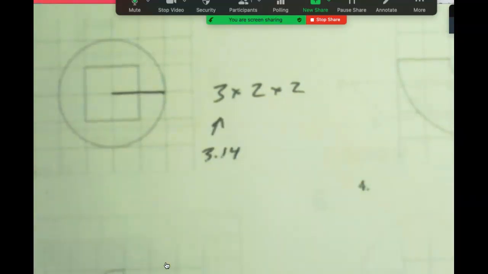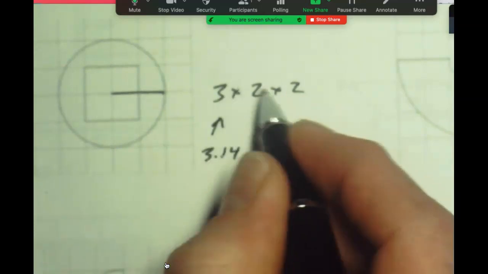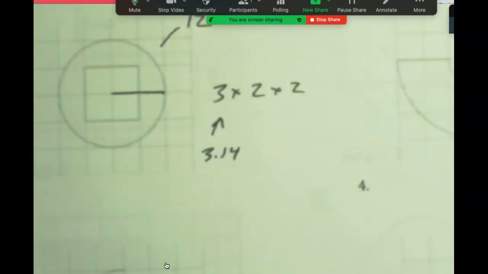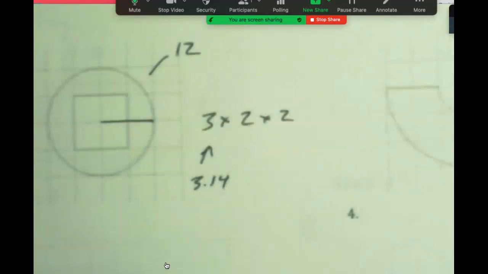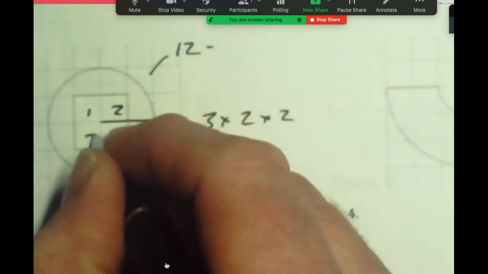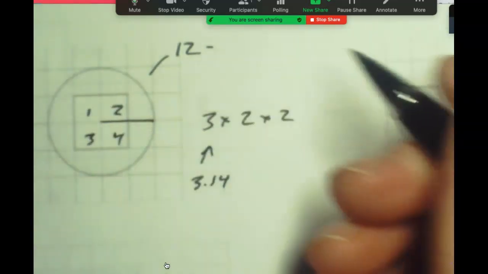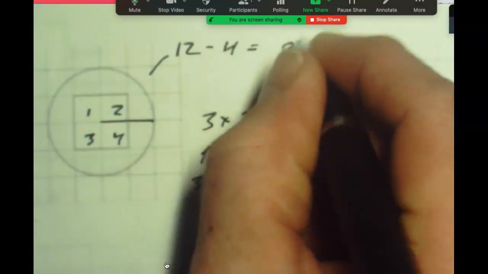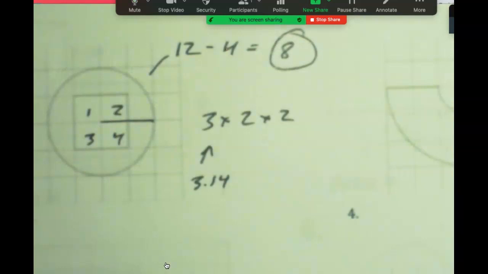But again, we're just estimating. We could take 3 times 2 is 6 times 2. We could think that this whole circle might be 12, right? 3 times 2 is 6 times 2. And then we would subtract 1, 2, 3, and 4 in the middle. So 12 minus 4 would give us 8 here. So that would be our estimate for that one.